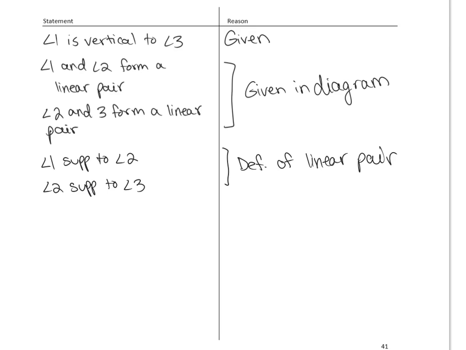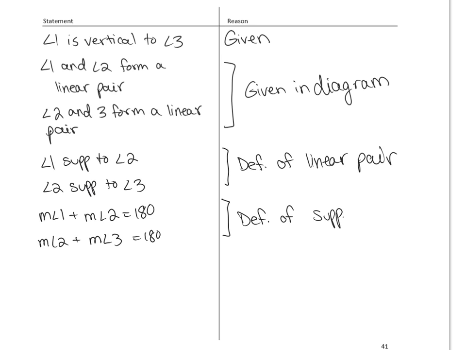And I can then say, because they're supplementary, they add up to 180. So measure of angle 1 plus the measure of angle 2 equals 180. And the measure of angle 2 plus the measure of angle 3 equals 180. And this is by the definition of supplementary.